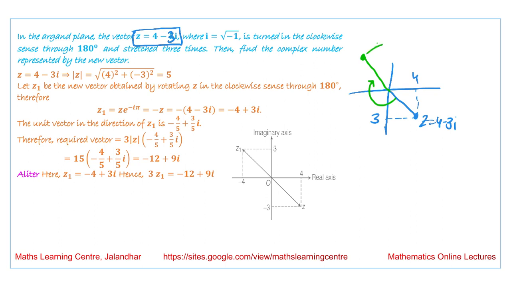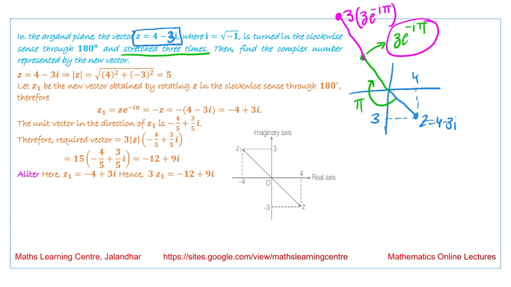And this point will be z e raised to the power minus iota pi, because it is a clockwise rotation by an angle of 180 degrees. Then it is stretched 3 times. If this vector, or this point, is stretched 3 times, we are saying it will reach over here. Stretched 3 times means that the modulus of this number will be thrice the modulus of the given number. So we are saying the answer we will have is 3 times z e raised to the power minus iota pi. So this is the required number.